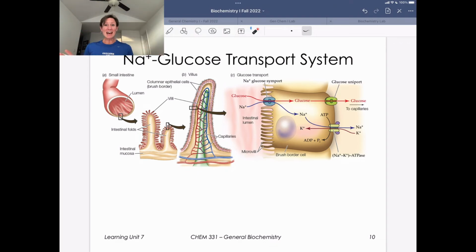So in this slide, we are going to highlight the sodium glucose transport system in the context of a 3-transport overall system that allows us to move glucose from our intestinal lumen, from our gut tube, from the food that we've eaten at a meal, ultimately into our bloodstream.